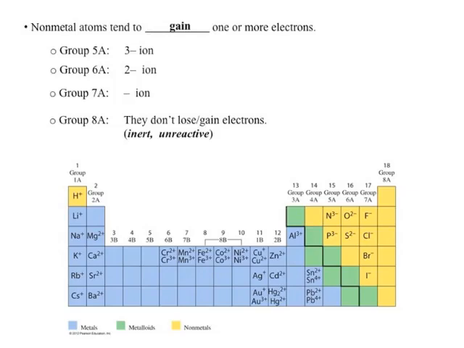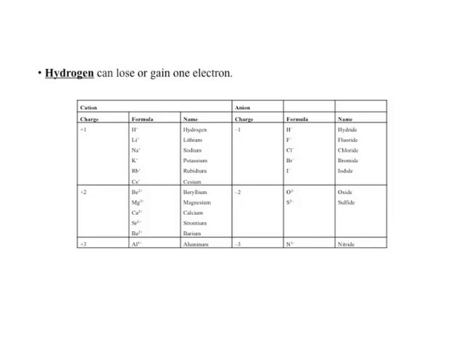Let's move to the next slide. There's one exception: hydrogen. Hydrogen can lose or gain electrons. It can become hydrogen plus or it can become hydrogen minus. Let's move to the next slide.